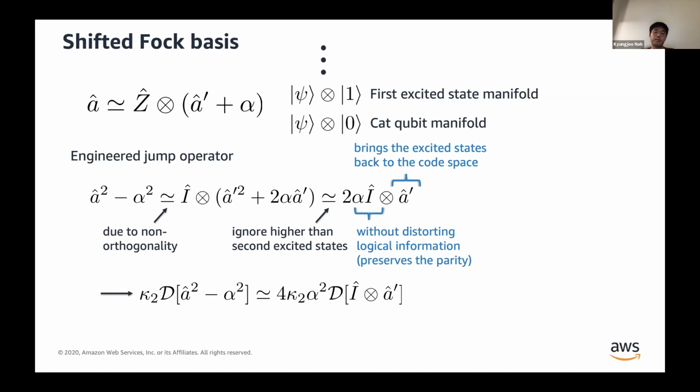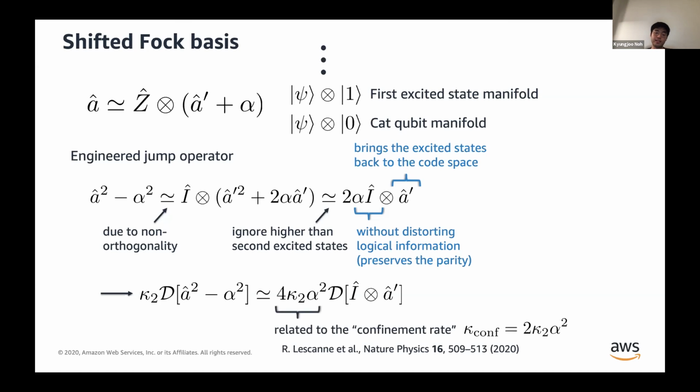And also, moreover, if we compute the engineered dissipation rate, I mean the effective dissipative gap, we immediately see that there's also this bosonic enhancement factor. So the actual dissipation rate, the physical dissipation rate, is enhanced by this alpha squared factor. And for those who are familiar with the work by the Zaki's group and this paper by Luskan and colleagues, this is related to what they called confinement rate.